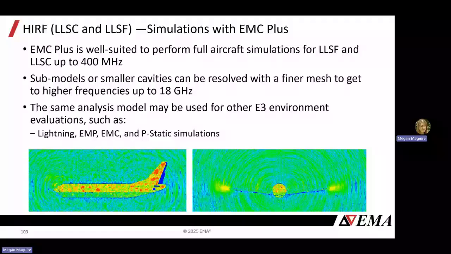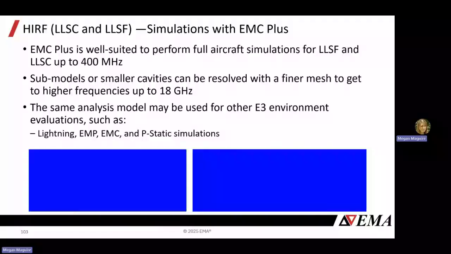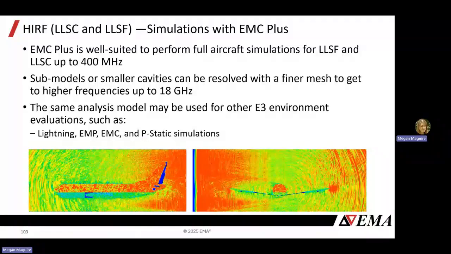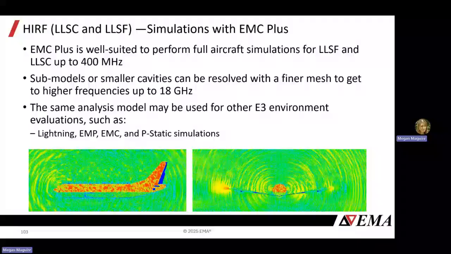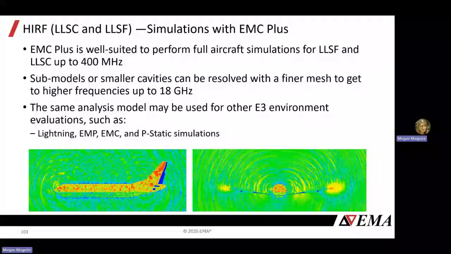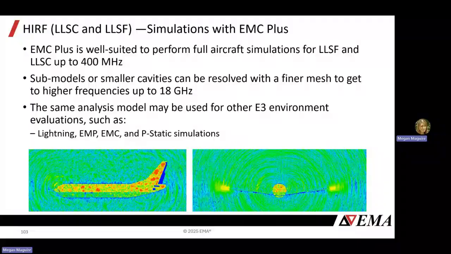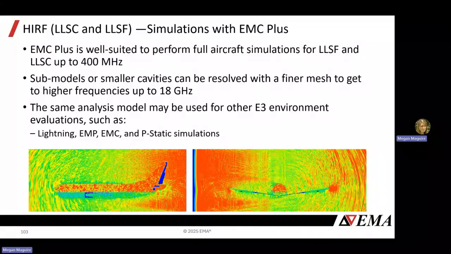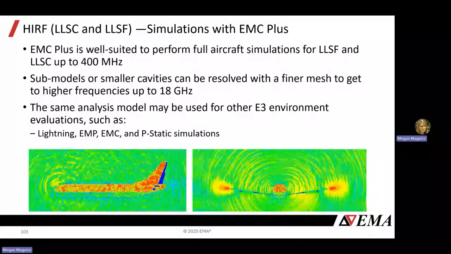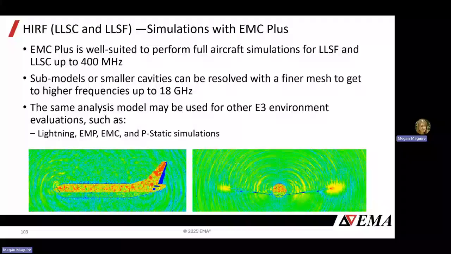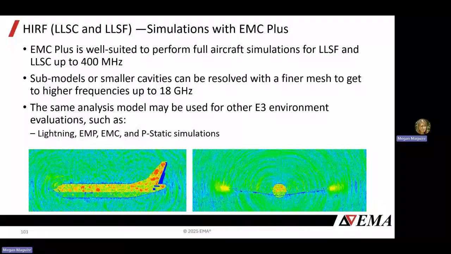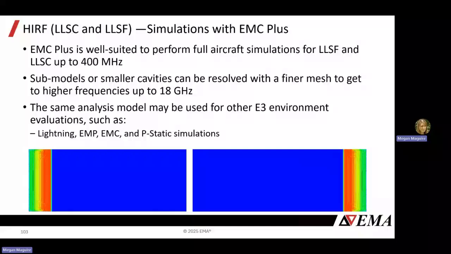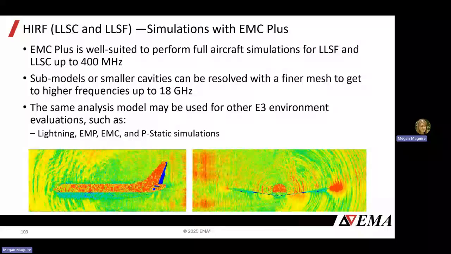What's beneficial about these sorts of models, though, is they can be used across a lot of different applications in E3. You can use the same model for lightning as you use for EMP, as you use for HIRF, and in certain applications like maybe EMC or P-static. So the benefit is there's a lot of development time up front to create the model, but then it's just a matter of changing your probes and sources after that to look at these different environments.